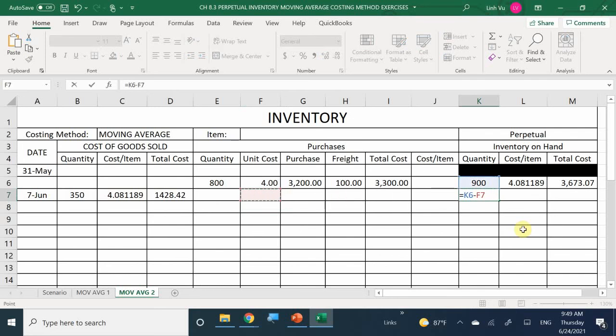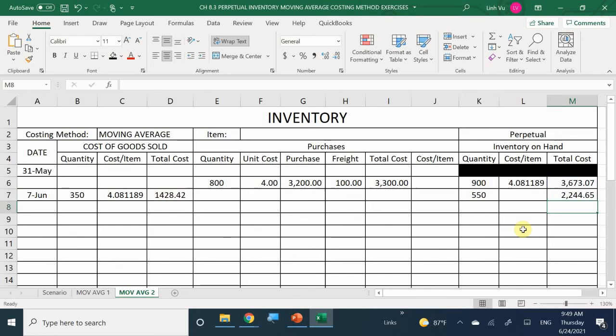So what is my new quantity? 550. Good. And what is my new total cost? It is 2244.65. 2244.65. All right. And last but not least, what is my average cost per item? 4.081181. Good.